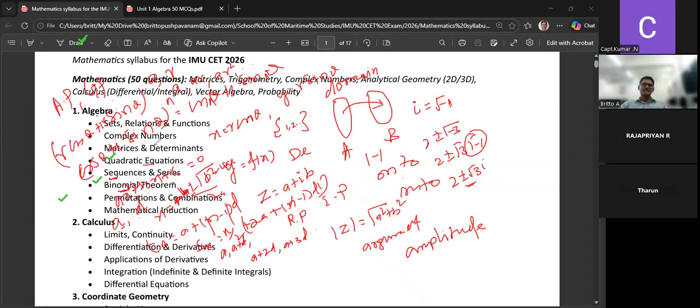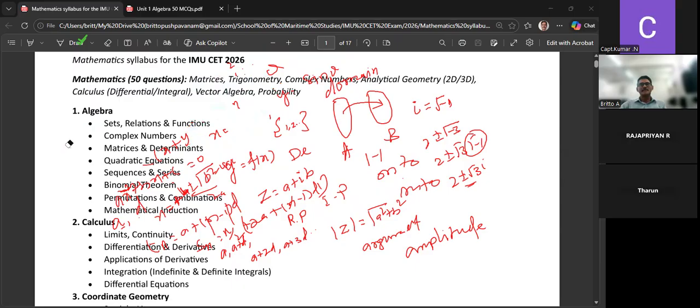Then binomial theorem. x plus y whole to the power n is equal to nC0 x power n plus nC1 x power n minus 1 into y plus nC2 x power n minus 2 into y square, etc. That is what is called the binomial theorem. Using the binomial theorem, we can find the middle term, and the coefficient of the expansion.